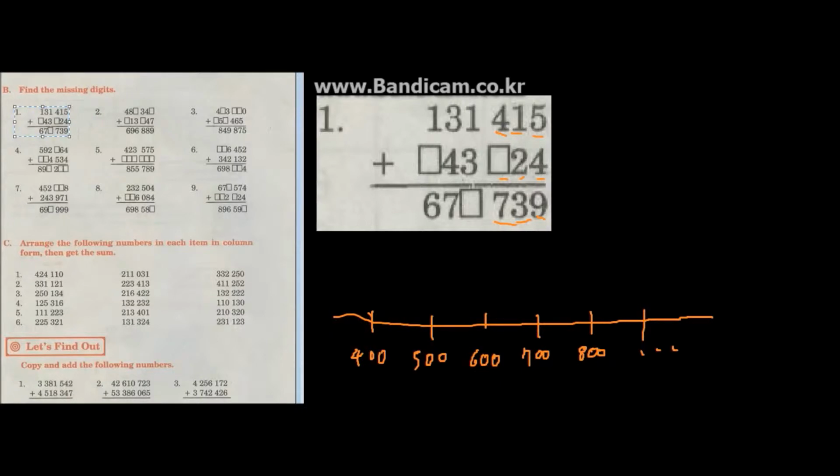So let's jump 1, 2, 3. And I stopped at 3 because this is 700, and this is the answer, 700. And start with 400. So how many jumps do we need to get to 700? There was 1, 2, 3. We need 3 jumps. So this means we should place 3 here, and it represents 300. Now let's go to the next column.